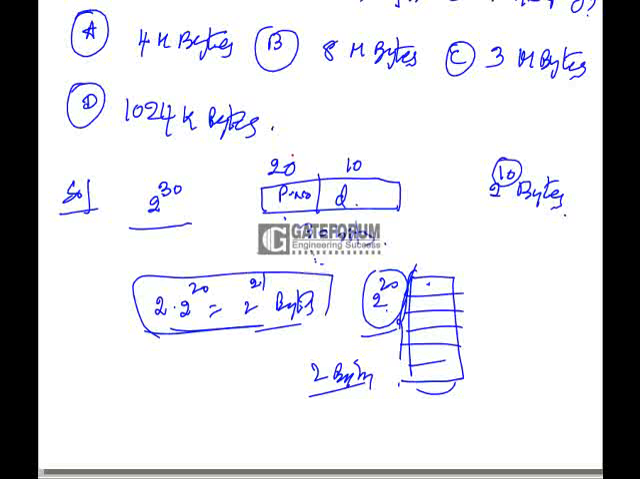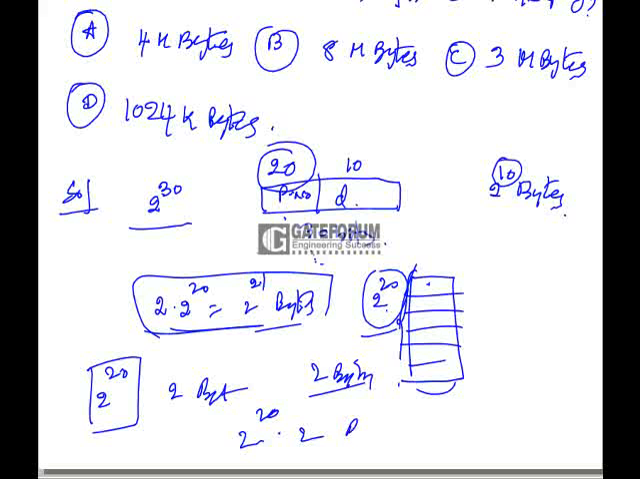Because the number of bits required for identifying a page number is 20 bits. That means 2 power 20 entries will be there. When each entry contains 2 bytes, then 2 power 20 into 2 bytes will become 2 megabytes. This is what the given size. Okay. Then we need to know what is the size of the physical memory.